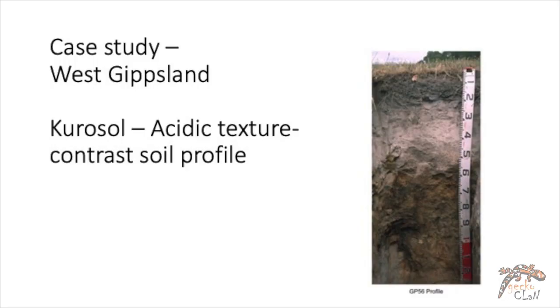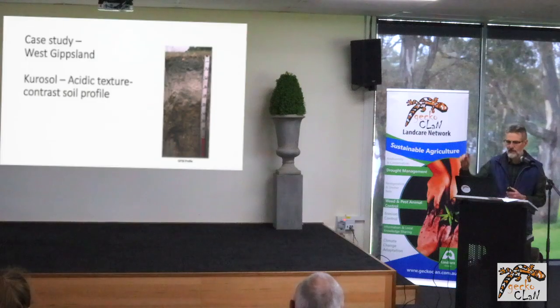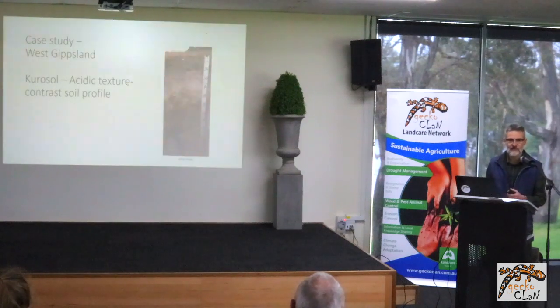Okay, so my next, thinking about other soils in other regions. So this is a Curacao down in West Gippsland. High rainfall area. Curacao is still texture contrast, but it's acidic in that subsoil. And these are very acidic. And it's not just below pH 5, it's got lots of aluminium as well.